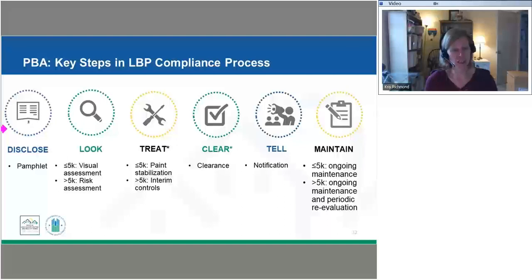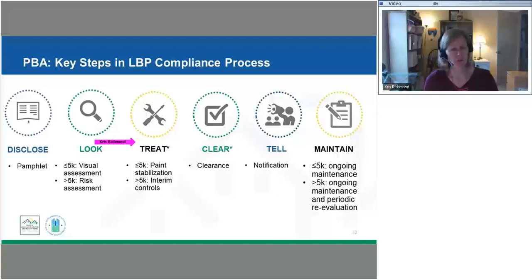Then we'll be talking about looking. This is sometimes referred to as evaluation as well. And you're going to start to see two bullets underneath some of these different sections. So in project-based assistance, the requirements differ depending on whether you have up to and including $5,000 per unit per year or more than $5,000 per unit per year. So you need to think about the projects that you're working with and which category they are going to fall into, because depending on which category, the actual requirement differs. So for looking, if it's up to and including $5,000 per unit per year, a visual assessment is what's required. And if it's more than $5,000 per unit per year, a risk assessment is required.